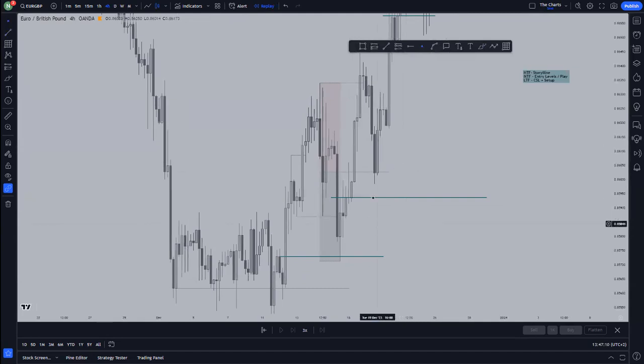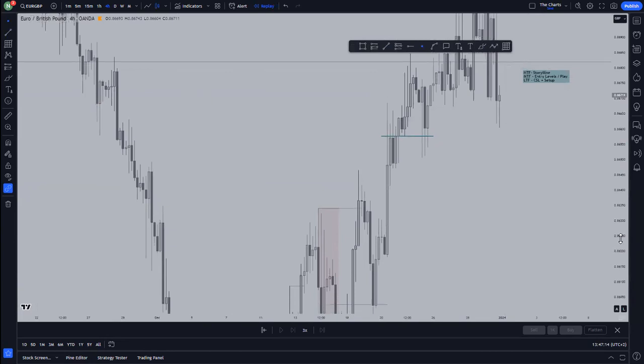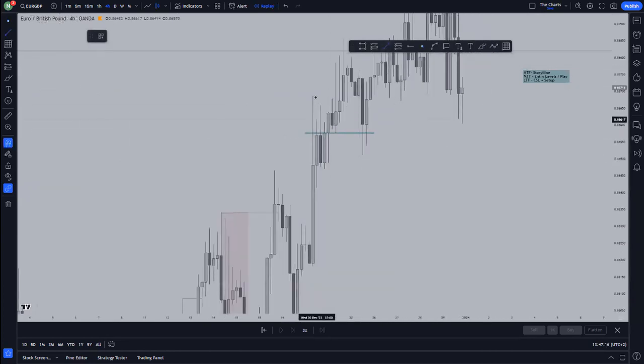Then here you can see buy opportunities to the upside. Then most definitely we can see that here we do have a sweep of this level right here.